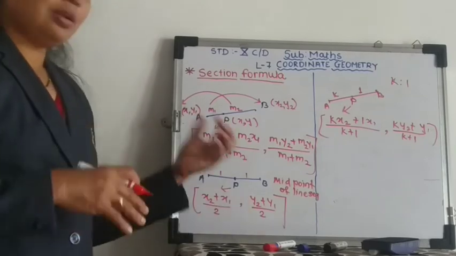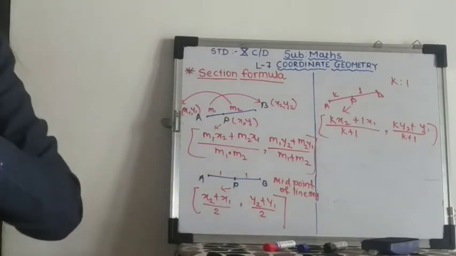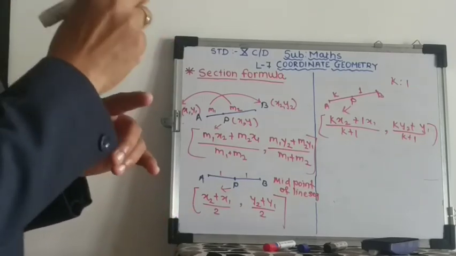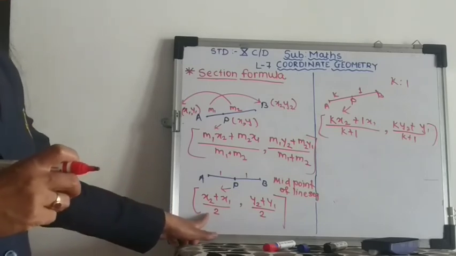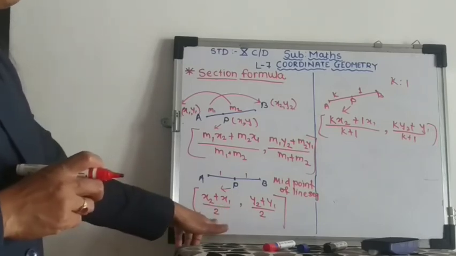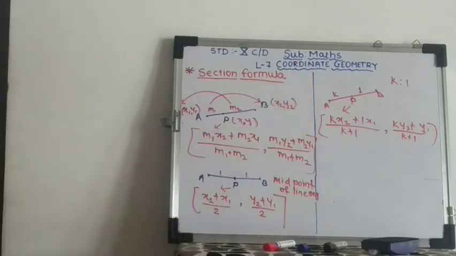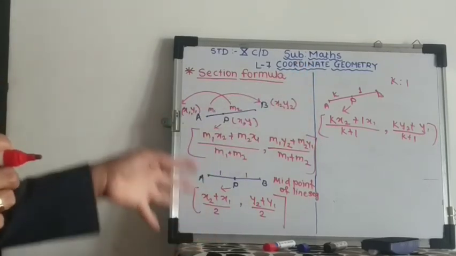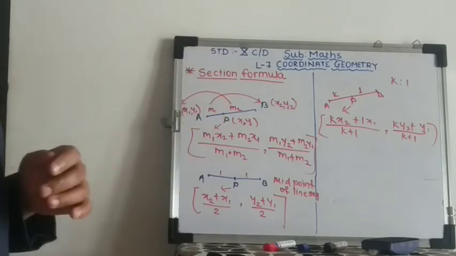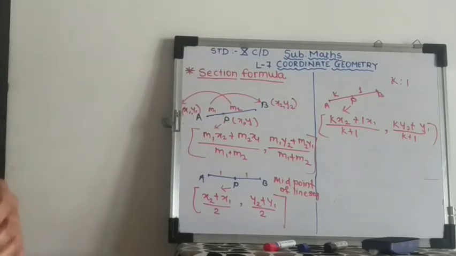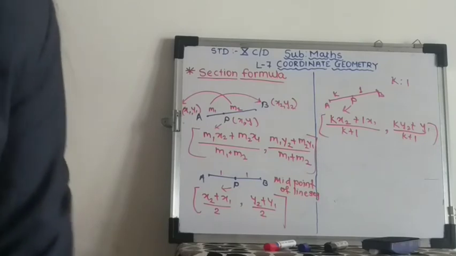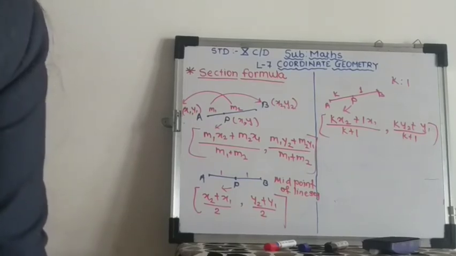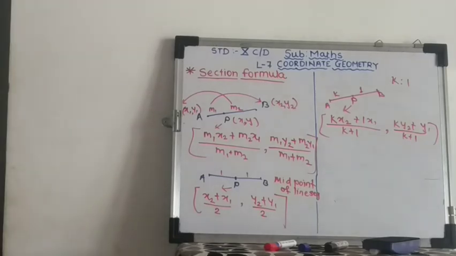When the point divides the segment exactly in the middle, at that time we use this section formula directly: x2 plus x1 upon 2 and y2 plus y1 upon 2. Got it? By using these formulas, we are going to solve exercise 7.2. So let us take the very first question. Find the coordinates of the point which divides the join of (minus 1, 7) and (4, minus 3) in the ratio 2:3.